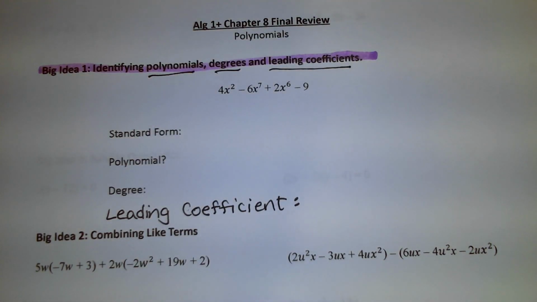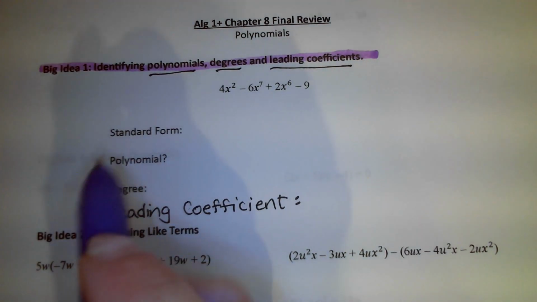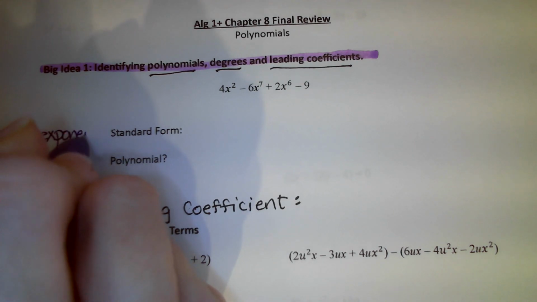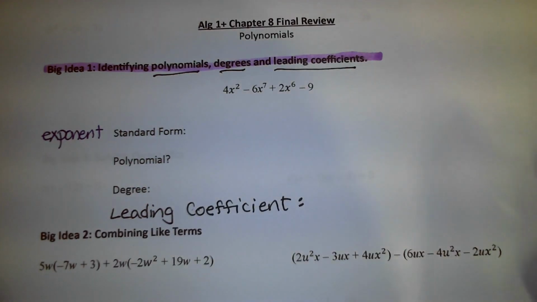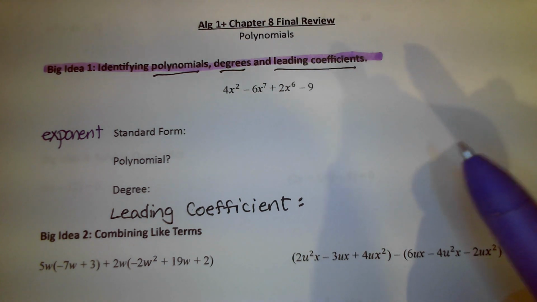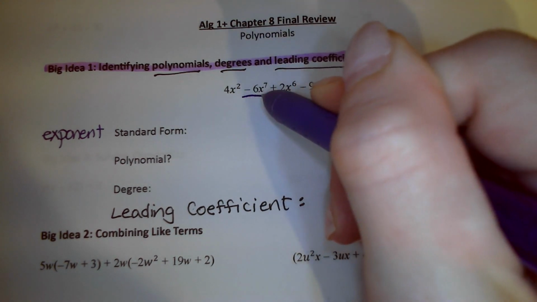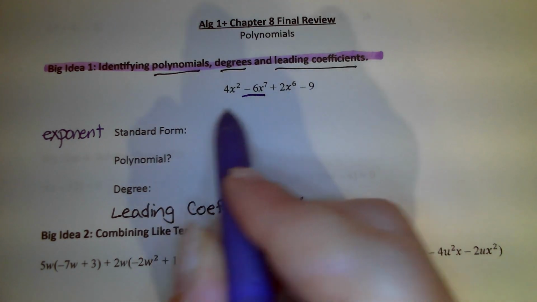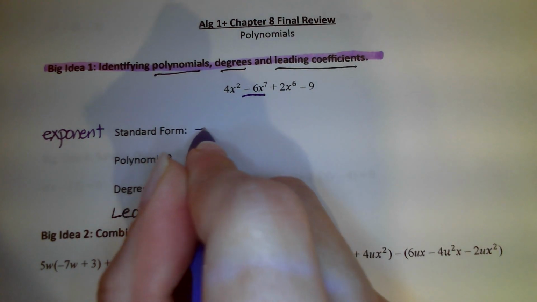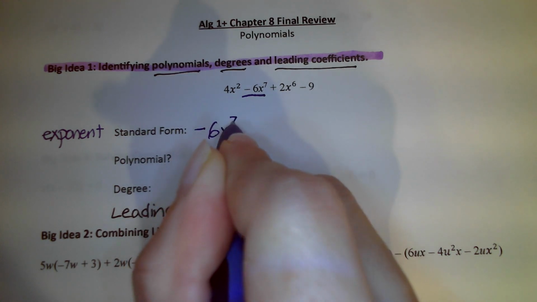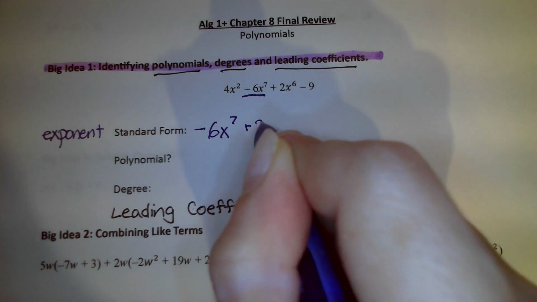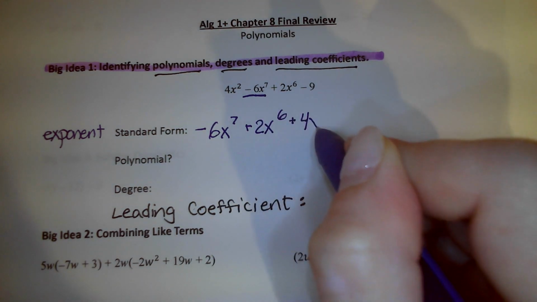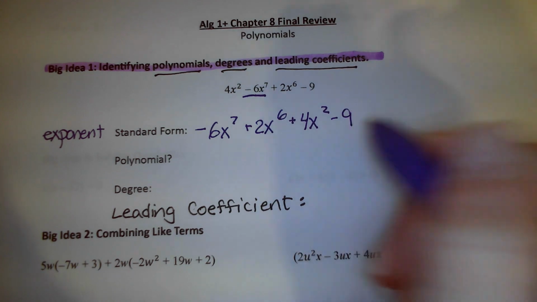Now, standard form. Remember, that's going to be in order based on the exponent from largest to smallest. So when we're doing it, the one thing to remember is that the sign stays with that base and exponent. So for this polynomial, our standard form would be negative 6x to the 7th plus 2x to the 6th plus 4x squared minus 9.